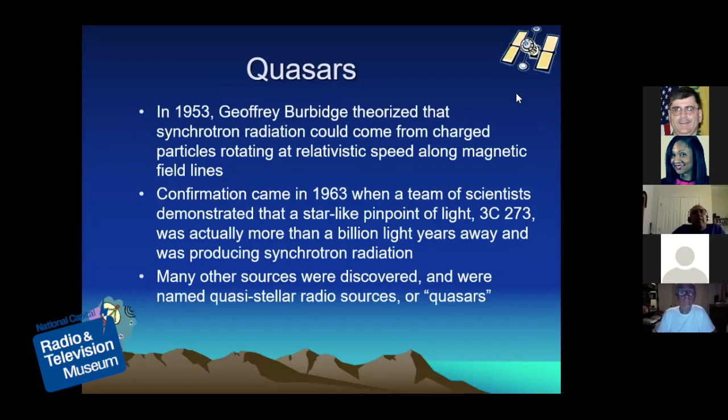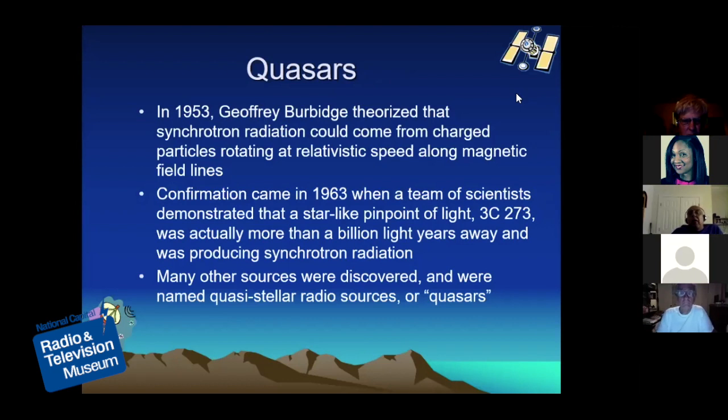Quasars. Okay, 1953, Geoffrey Burbidge, another British astronomer, theorized that synchrotron radiation could come from charged particles rotating at relativistic speed along magnetic field lines. Okay, I would say, the word that the article used was theorized. I would say hypothesized. It was a fine point, but it was a hypothesis. 1963, a team of scientists demonstrated that a star-like pinpoint of light with the wonderfully eponymous name of 3C273 was actually more than 1 billion light years away and was producing synchrotron radiation.